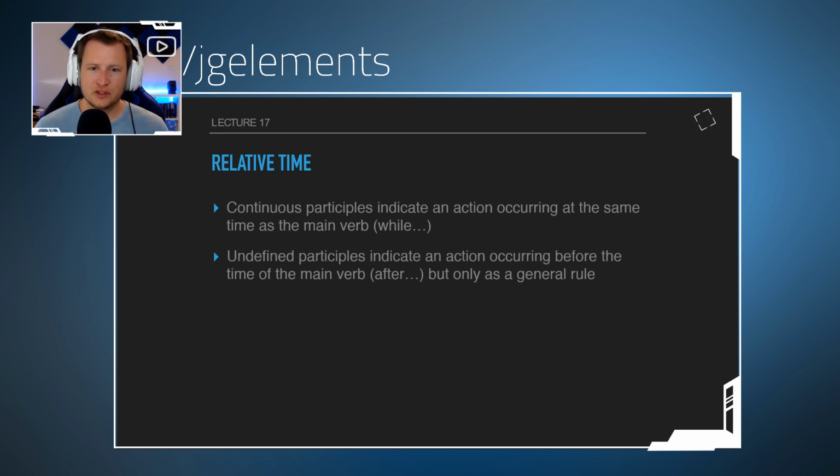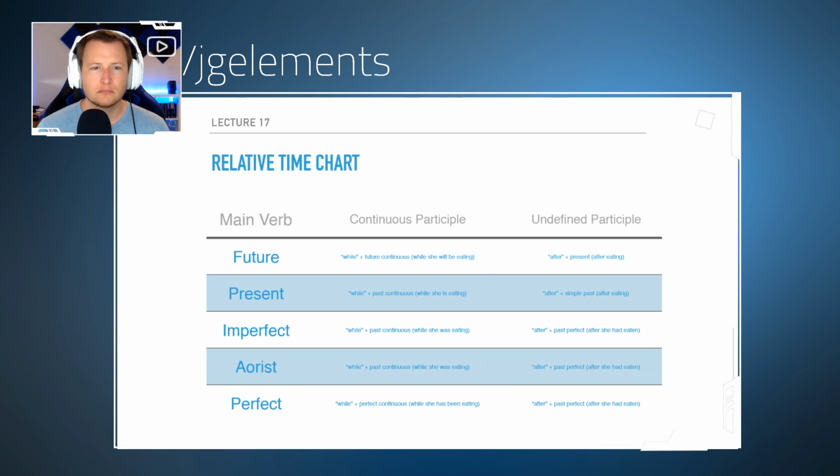It's relative to the main verb. Relative to the main verb. Remember that. So here's a time chart. Make sure you familiarize yourself with this, bookmark it, make a poster out of it, do something so that you have it there with you. So if the main verb is future, you'll still use while with the continuous participle. And then you use the future continuous, while she will be eating. If the main verb is present, you'll still use while with the past continuous, while she is eating.